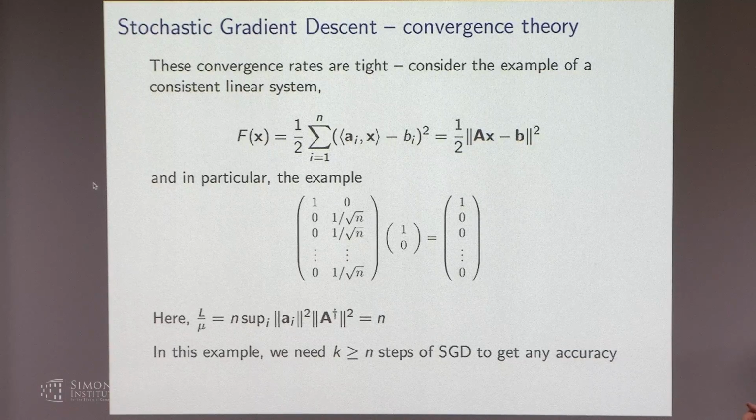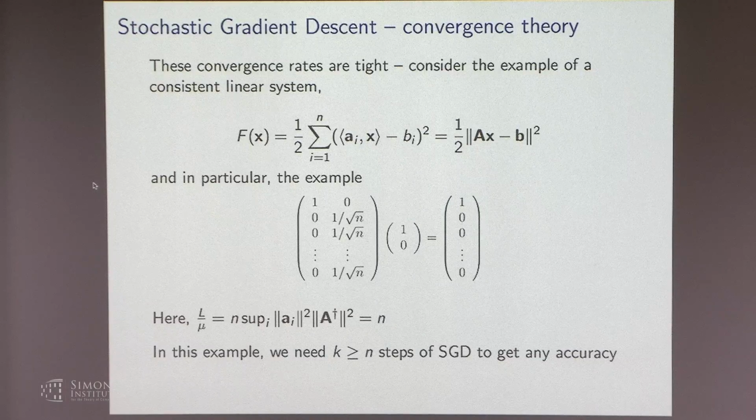We're not going to be able to move at all unless we happen to sample the first row, 1, 0, which will happen with probability 1 over n. So from that, you see that we're going to need, in expectation, n steps. We're going to have to go through all of the rows in order to pick a direction that actually gives us any descent at all. So from that, we see that the Lipschitz condition number is n, and that matches that we're going to need on the order of n iterations.